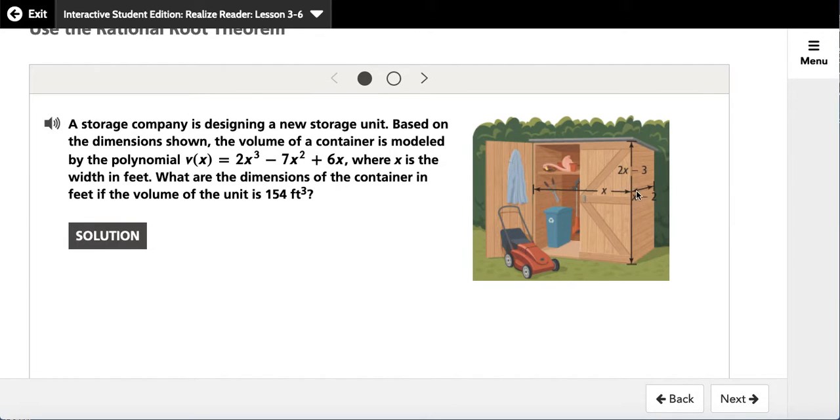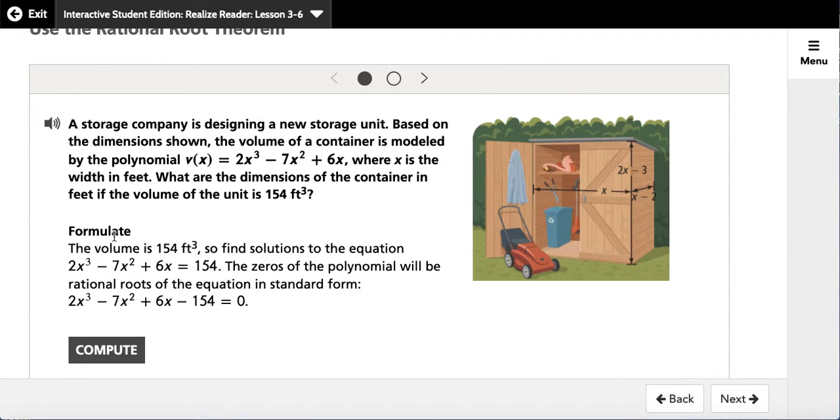Here we go, x times x minus 2 times 2x minus 3. This is not a real life problem, but they're making it into a math problem. First of all, since the volume is 154, we can set the polynomial equal to 154, and now we have 2x cubed minus 7x squared plus 6x equals 154. We want to subtract 154 from both sides to get it to look like this bottom equation here.